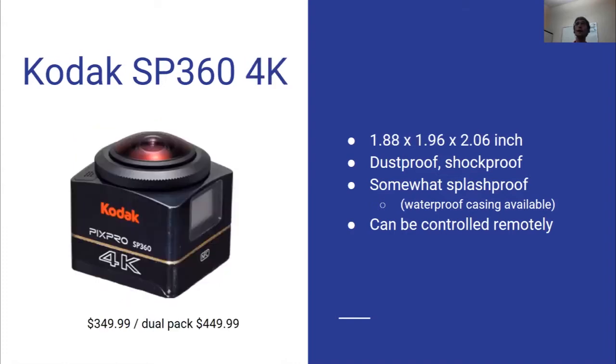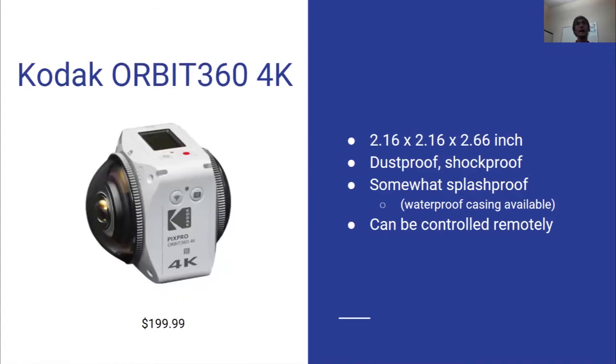Step up to the 4K model. This one's running $349. You can buy 2 for $449. And similar setup, buttons, structure, those types of things. And then Kodak also makes a dual-sided one, so you can see both ways at once on the same camera.